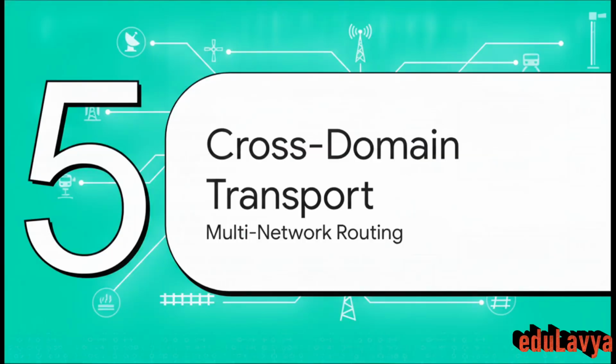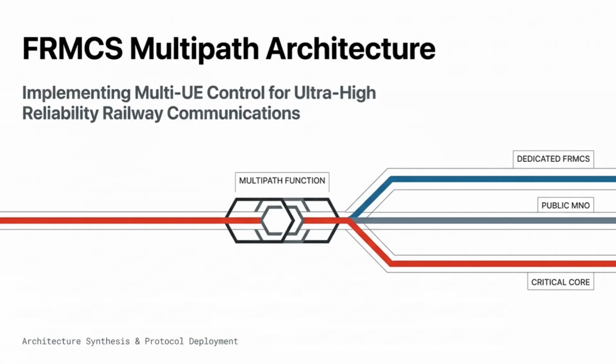All right, let's move to our final topic, Section 5, Cross-Domain Transport. And this brilliantly illustrates the sheer flexibility of the whole architecture. What we're looking at is a single onboard application, routing one data path straight through the dedicated FRMCS network, while simultaneously routing a second data path through a totally separate public mobile network operator, or MNO. The system is literally managing data flowing over a private rail network and a public cellular network at the exact same time. It's just wild.